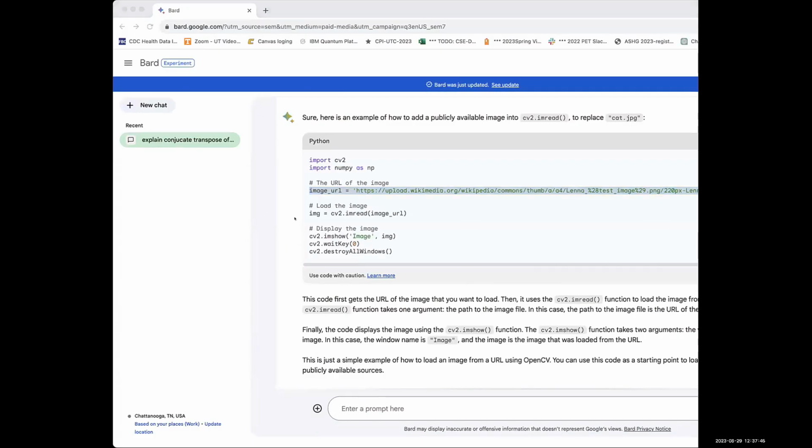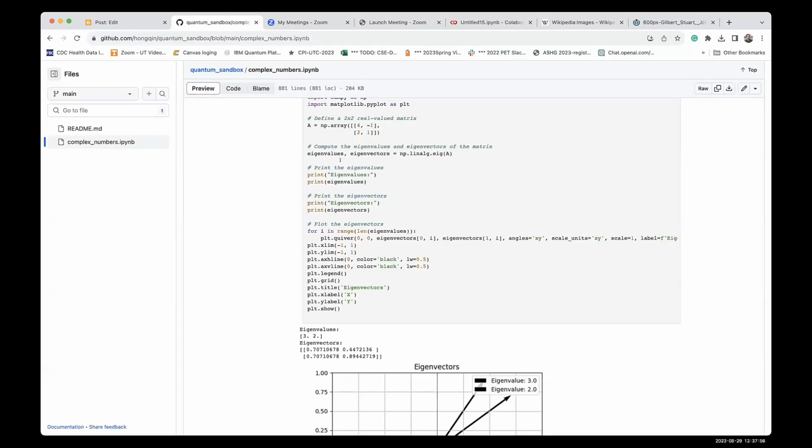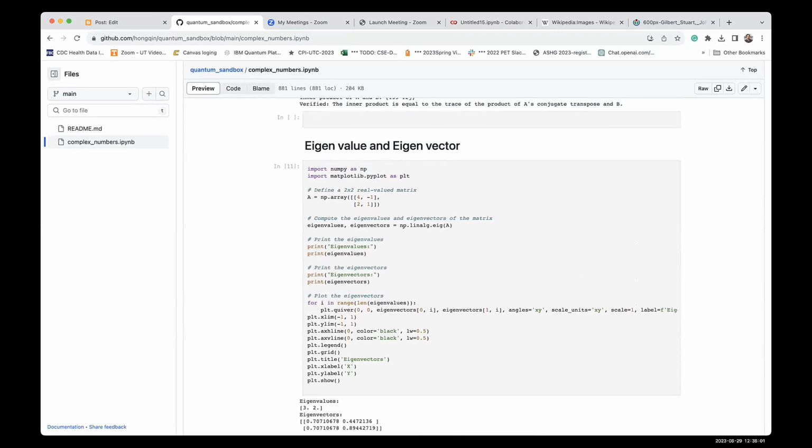Oh, I showed the wrong thing. Too many windows on my computer. This one, the wrong, correct one? Yes, this is the correct one. So, eigenvalue and eigenvector example.